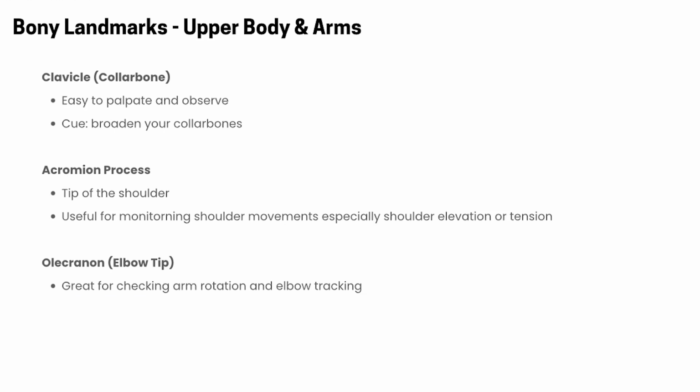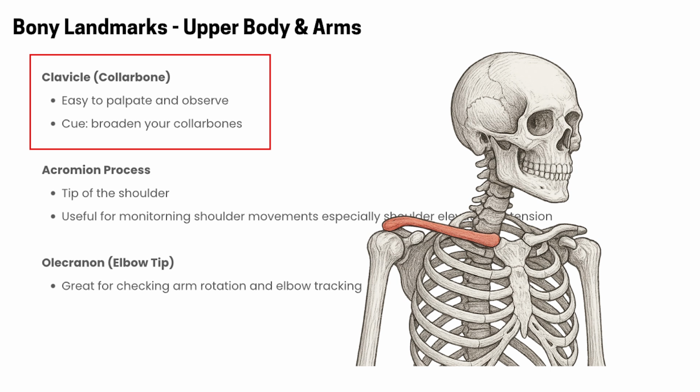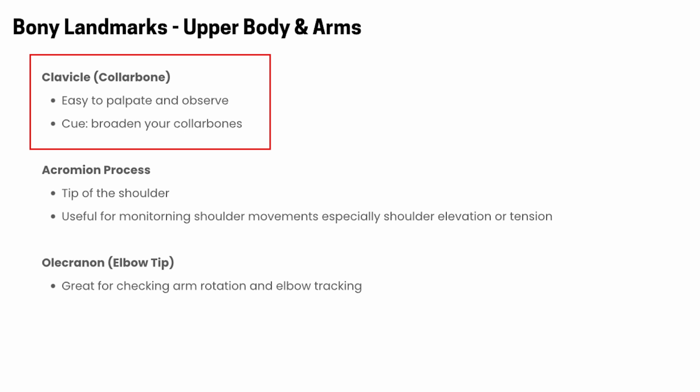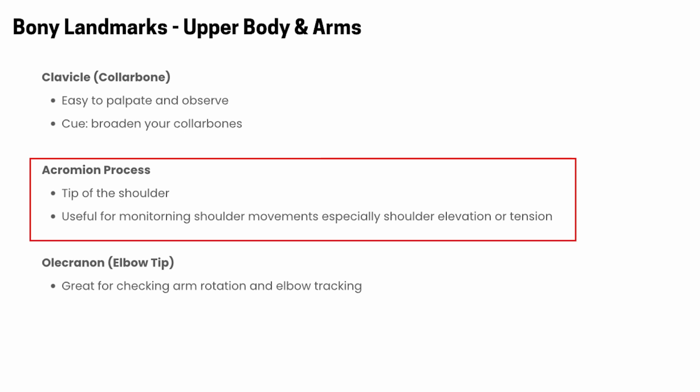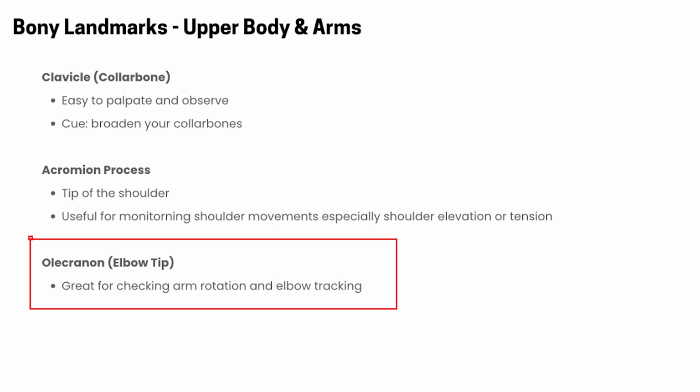Lastly, we're going to go through the bony landmarks in our upper body and arms. First point is clavicle, collarbone. It is easy to palpate and observe. The common cue that we use is broaden your collarbones. Second point is acromion process. That is the tip of the shoulder. It is useful for monitoring shoulder movements, especially shoulder extension, shoulder elevation, or tension. And olecranon is the bony prominence of the elbow, and this is great for tracking arm rotations and elbow tracking.